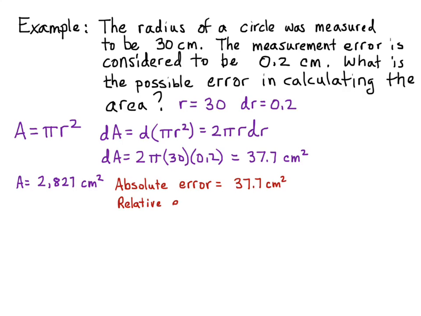Then we have something called the relative error, which is how much is the error compared to what I'm overall measuring. So is 37.7 a big error? I don't know. If we compare it to the area of 2,827 square centimeters, that's going to be 0.0133. And so I can put my relative error into the percentage error just by multiplying it by 100. And so I have a 1.33% error.